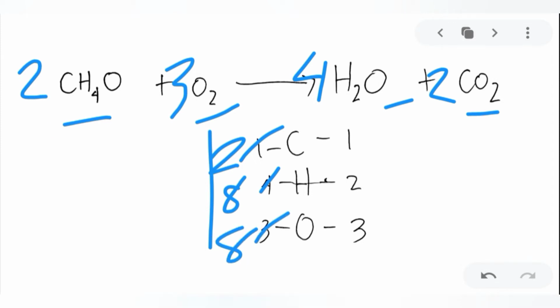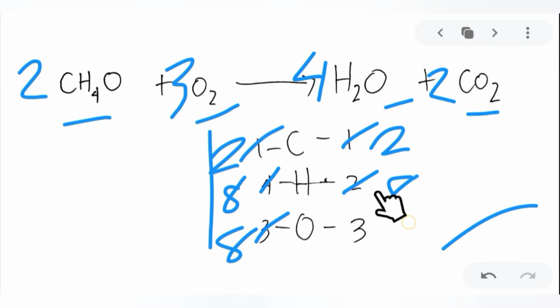And then on the product side, we have here how many pieces of carbon? That is 2 times 1, that is 2. You have now here 2 for the carbon. And then for hydrogen, that is 4 times 2, that is 8. And then for oxygen, that is 4 times 1, that is 4. Plus 2 times 2, that is 4. And 4 plus 4, that is 8 oxygen here. By inspecting, that is already balanced.